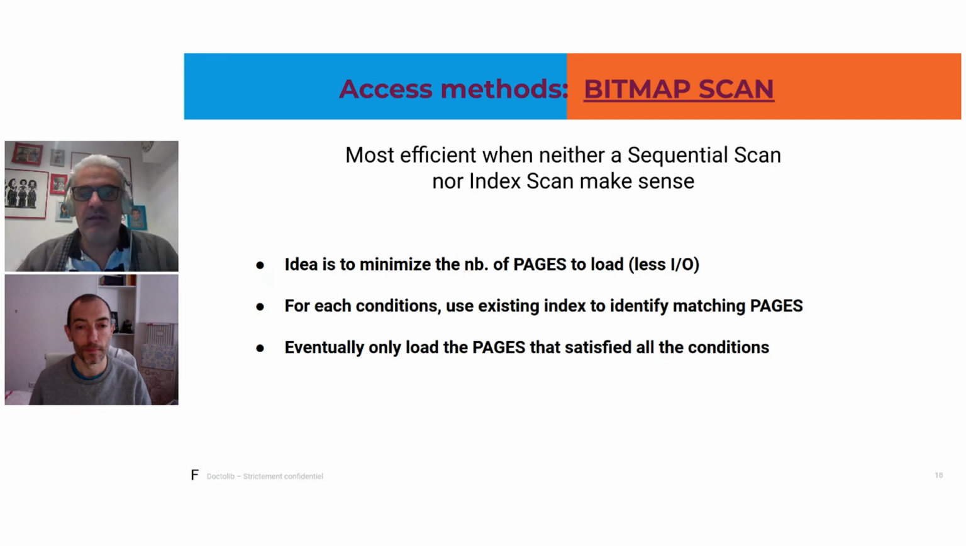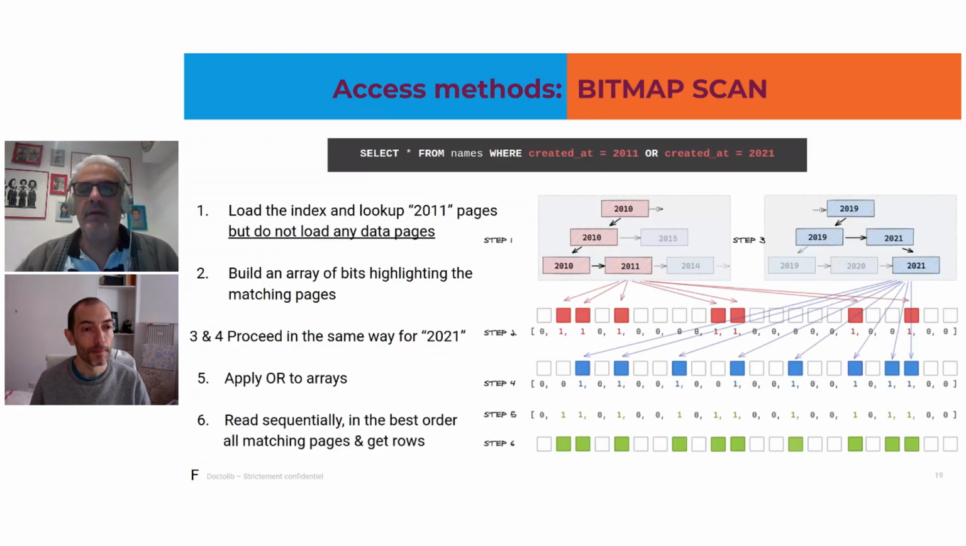So it's quite fast, quite efficient, and very well adapted to intermediary results where we have a certain quantity of rows to return to the user. Here is an example: we make exactly the same select on the table names that we showed in the example before, and we put 2 conditions, like created equals 2011 or created equals 2021. There are 2 conditions here, and we have to merge them together. It's the OR operation in Boolean.